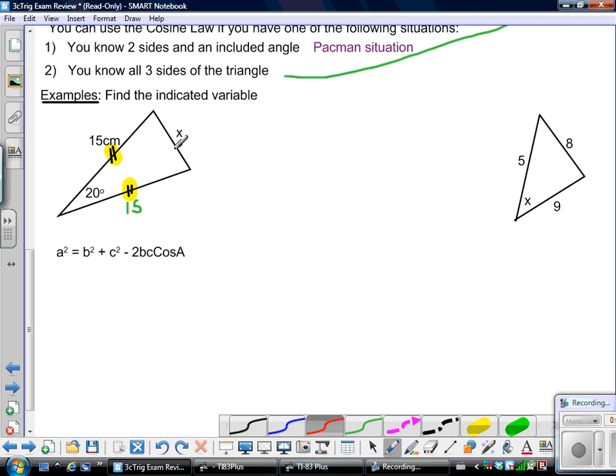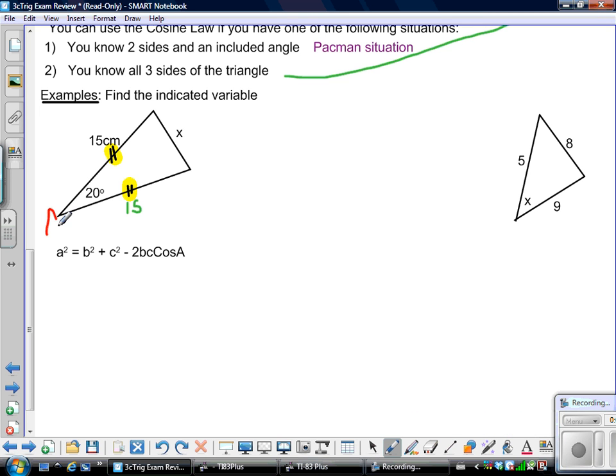If I'm interested in finding x, that means that this is capital A, because this needs to be little a. And then the other ones, it doesn't really matter, B and C. So this is little b and this is little c. Taking that couple seconds just to actually label your triangle with those letters is going to make a huge difference to you when you're actually substituting things in.